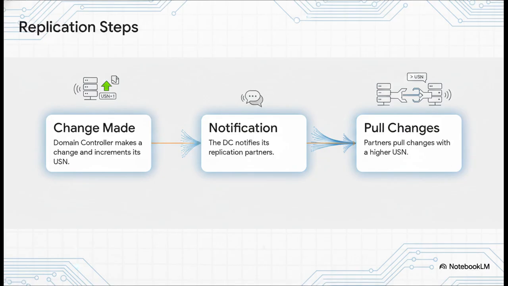When DC01 makes a change, it simply ticks its USN counter up by 1. Then it notifies its partners, hey, I have an update. Step 3 is the absolute crucial point here. The partners pull the changes. Replication in AD is a pull-based process, not push. The partners actively reach out and ask DC01, hey, give me any changes with a USN higher than what I already have.